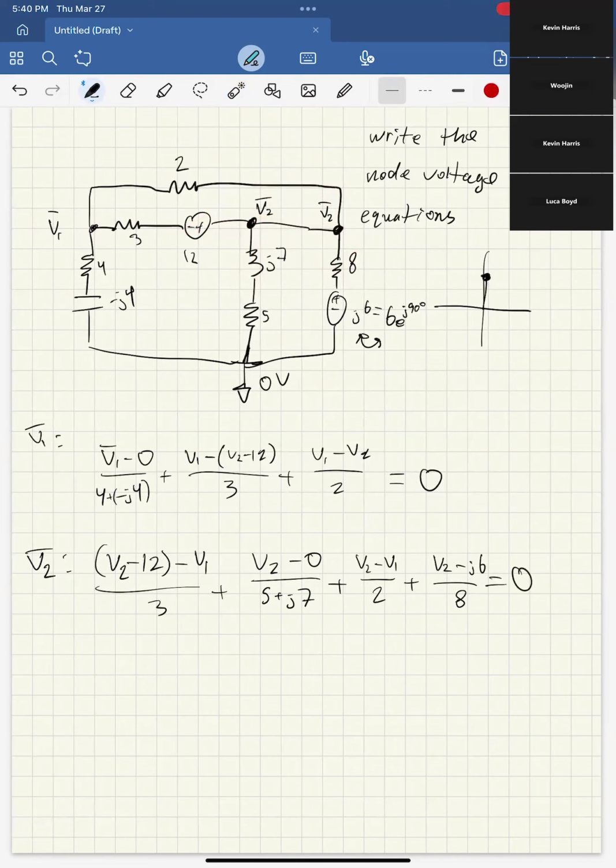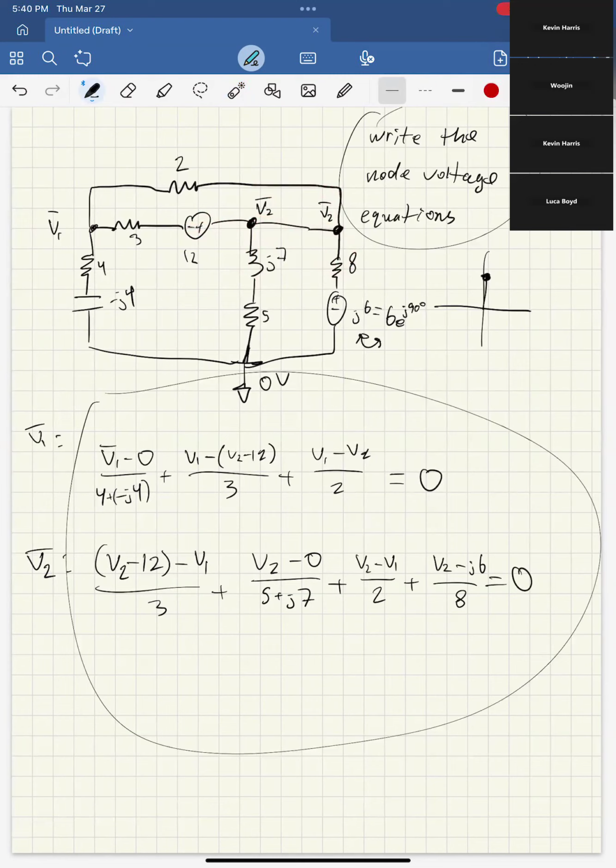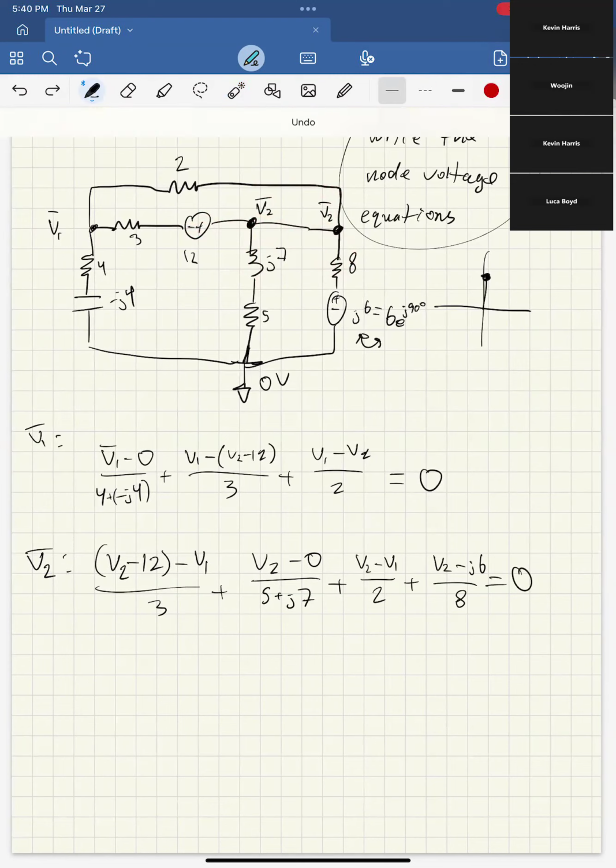If it was just asking you to write the node voltage equations, this is your answer, and you're done. I have 5 minutes left and my voice is running out, so I will give a minute for anyone who has questions to write in the chat. Otherwise, I will call it here.